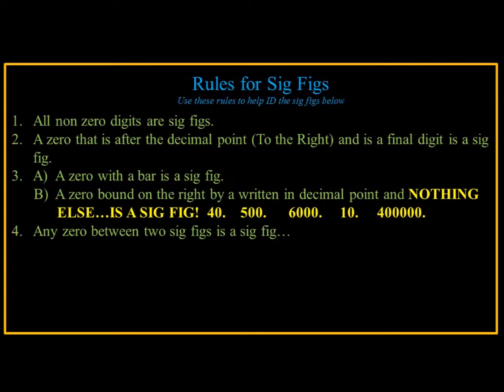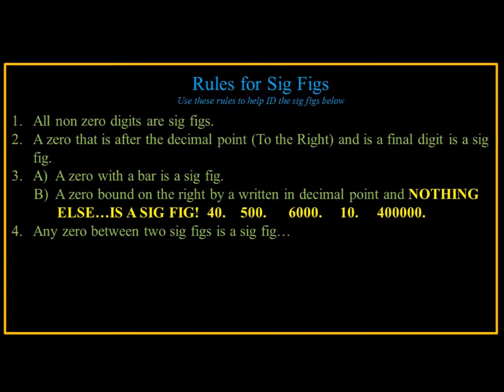Simple. A 0 bound on the right by a written-in decimal point and nothing else is a sig fig. Like 40 point, 500 point, 6,000 point. If that point wasn't there, then that 0 next to it would not be significant. But given this situation, the 0 right next to the decimal point is significant. And then finally, any 0 between 2 sig figs is a sig fig.